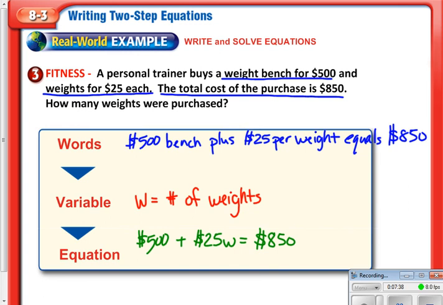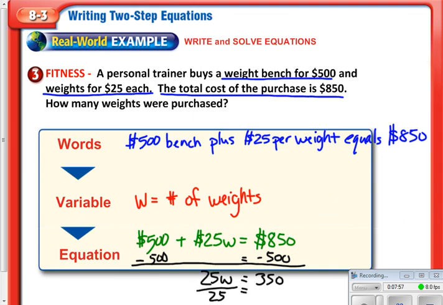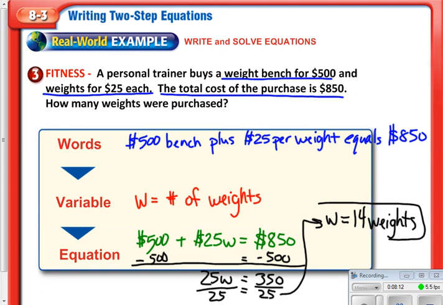So now we're going to go ahead and solve this here together. We need to get W by itself, so I'm going to subtract 500 from both sides. I wind up with 25W equals 350. Divide both sides by 25. And I find out W, this is the number of weights, is 14. So I had 14 weights that I basically purchased to get me to that $850 charge.